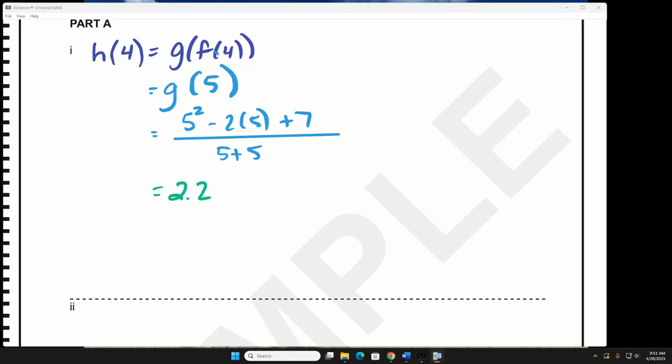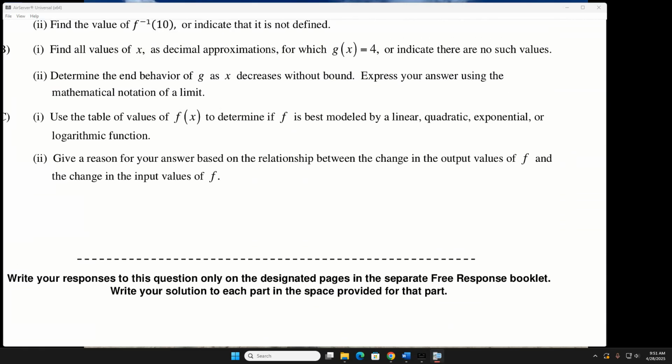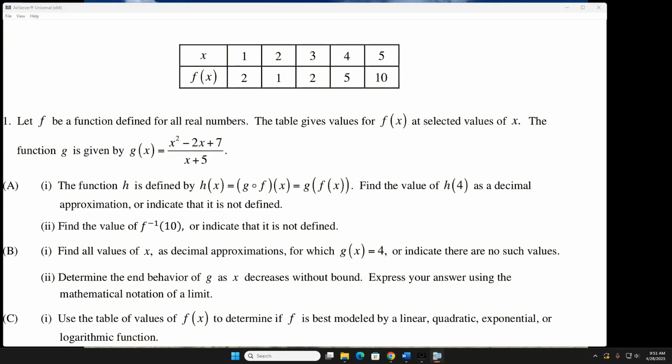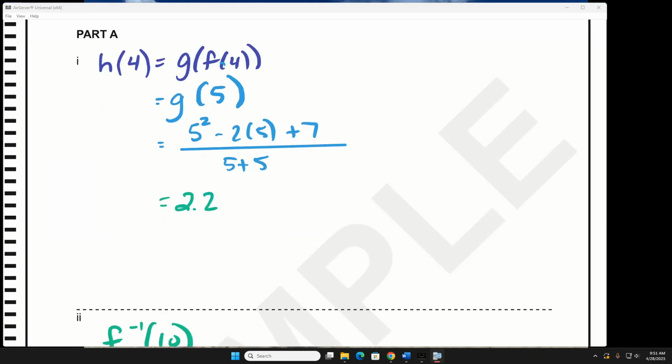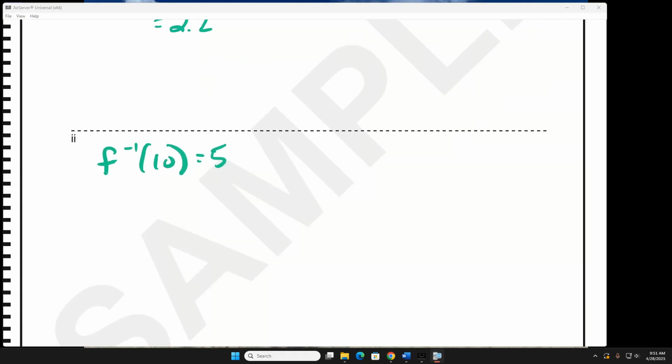Okay, let's look at the next part of A. The next one is going to be some kind of inverse. This is asking us to find f inverse of 10. Now that is not the same as asking us to find f of 10. It's asking us to find what x value gives you 10. So you would need to go to the table, and what x value gives you 10? 5. Good. Now, I don't think there's work to show on that one. I can't imagine there is. You just answer the question.